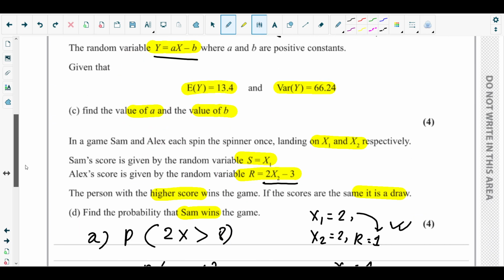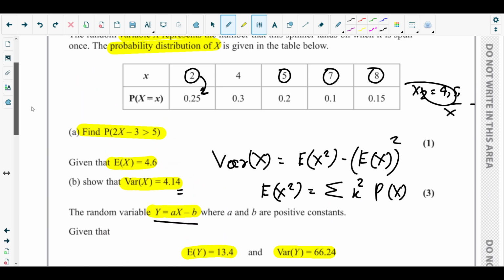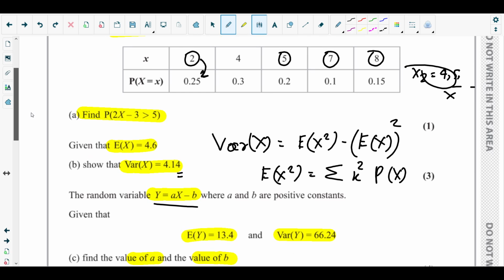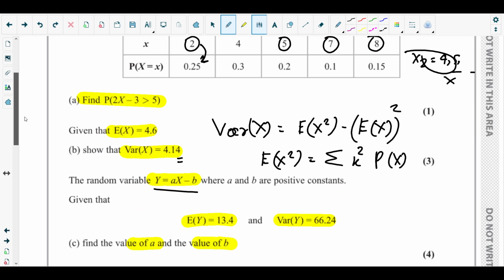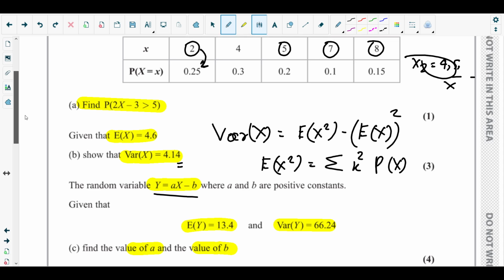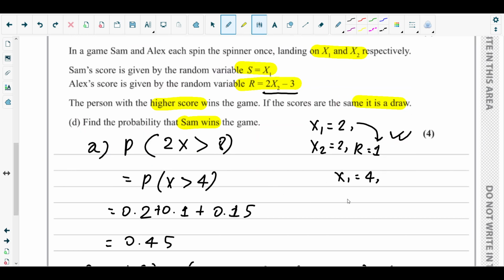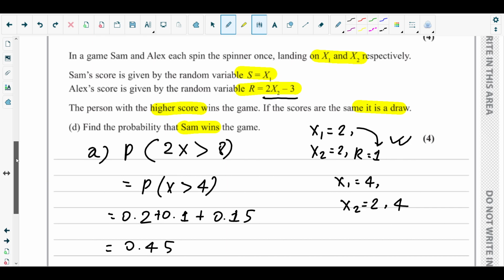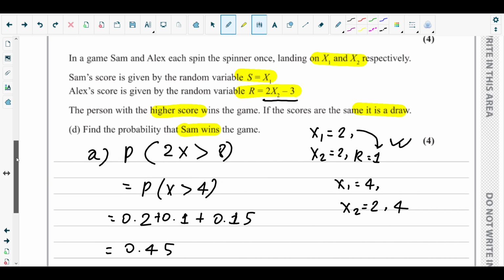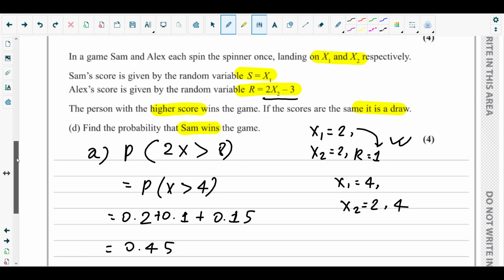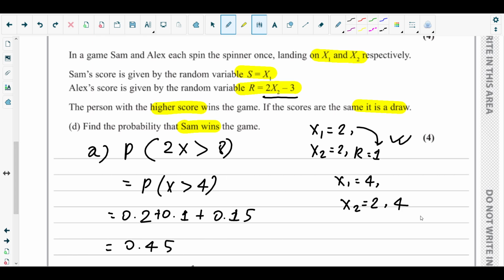Okay, so let's consider x1 equals 4. If Sam's score is 4, then what should be Alex's score to let Sam win? x2 can be 2 definitely, no issues there. If you consider x2 equals 4, 4 times 2 is 8, 8 minus 3 is 5. Still Alex is getting greater. Sorry, yes, Alex is getting greater. So 4 is not acceptable.